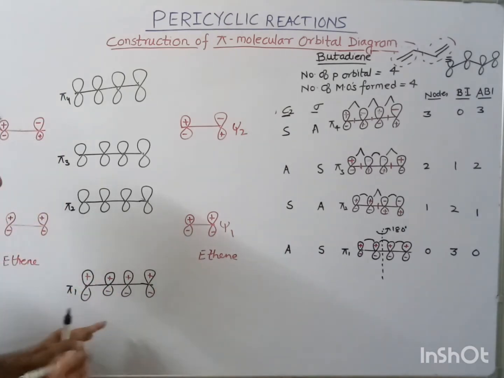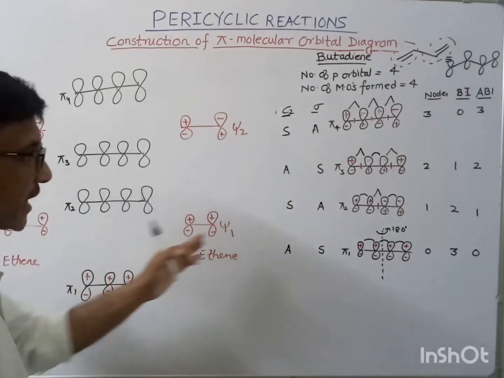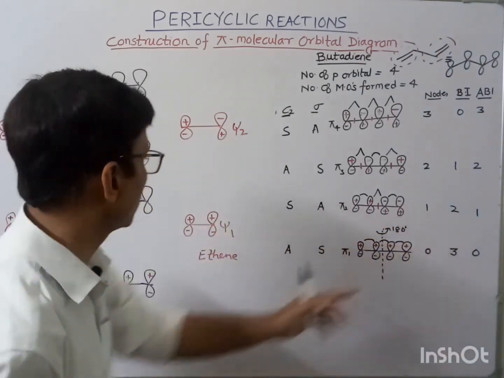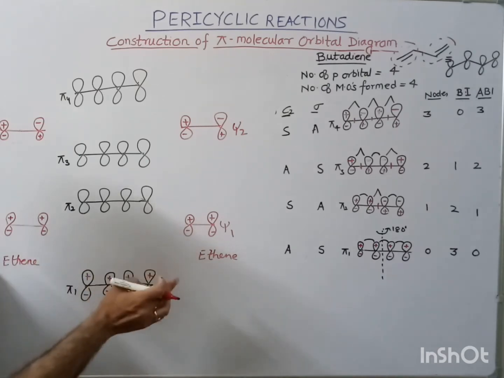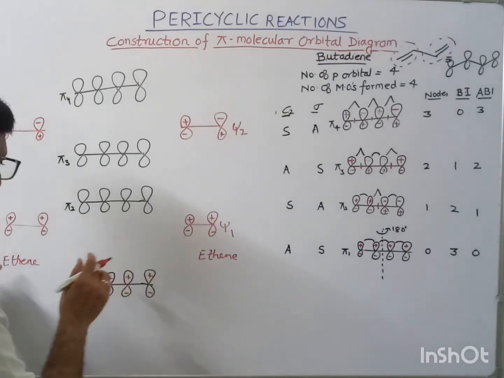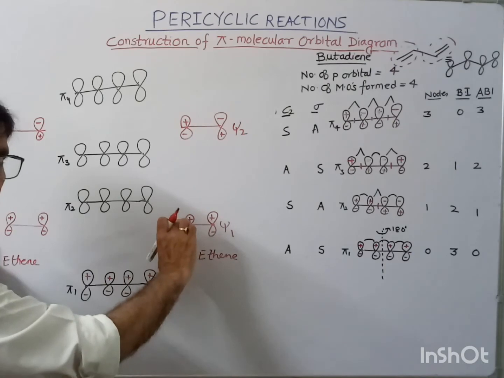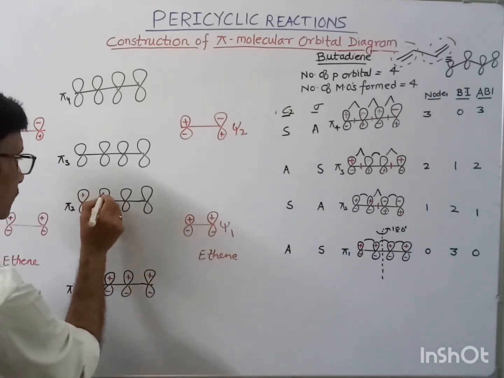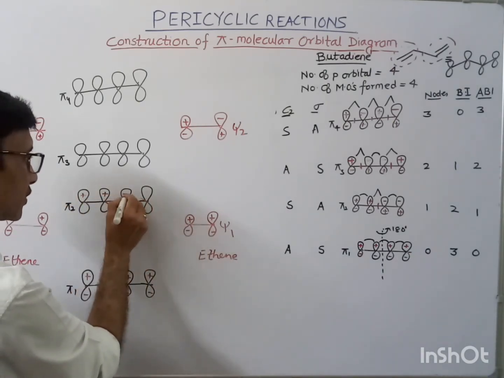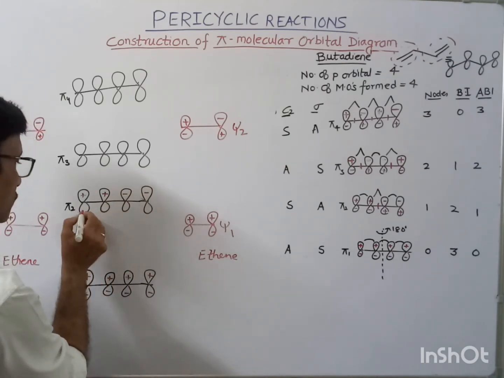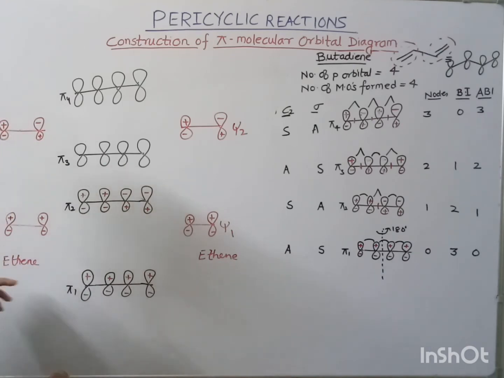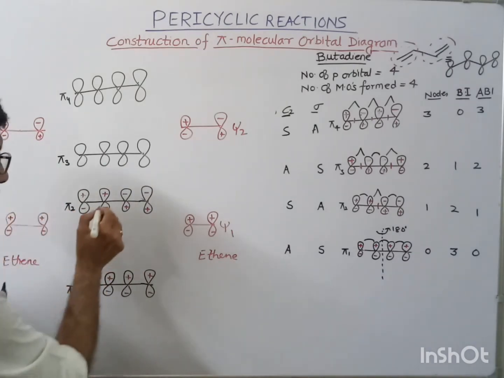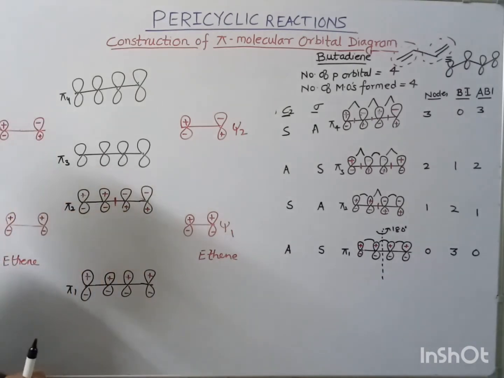Number of nodes is 0. Now in the second, number of nodes is 1. So how can they combine in another way? That is the destructive way: plus, plus, and then minus, minus. So here minus, minus, plus, plus. How many nodes? Here you will see one node is present over here. Here 0 nodes, here 1 node is present.